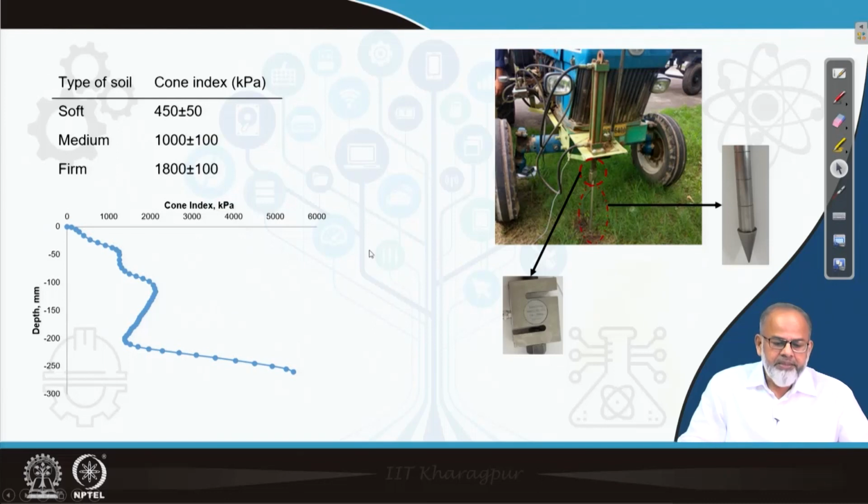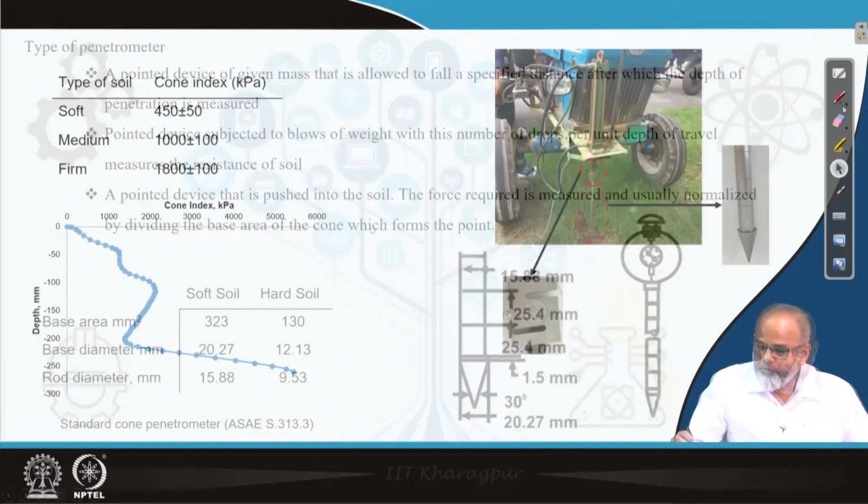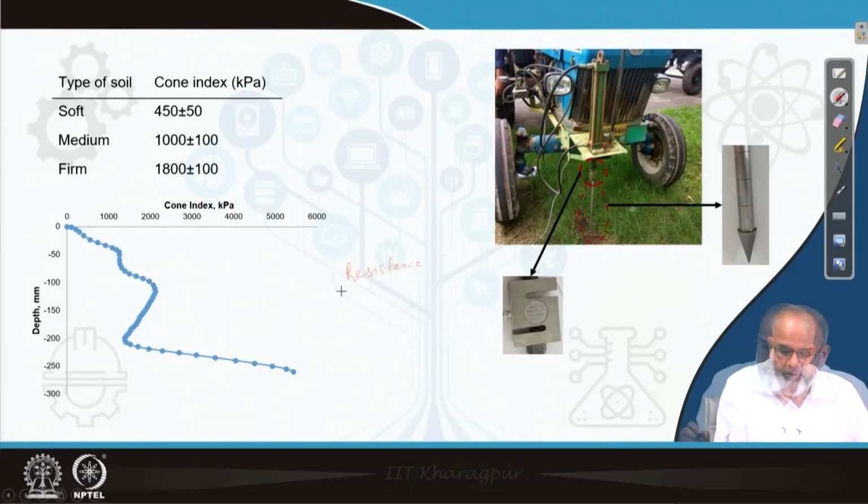So when it is pressed into the soil either manually or by hydraulic power, which is shown in this figure in the right corner, we will get a plot like this. In fact, this is the resistance which will be recorded, then resistance divided by the cone base area, which is 3.23 square centimeter. So that is indicated as cone index.